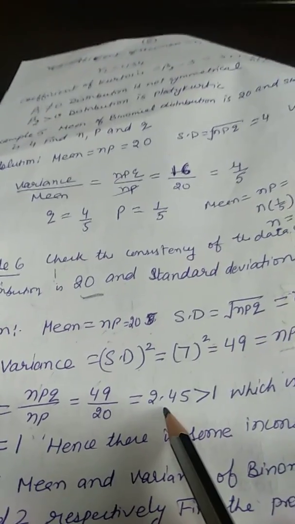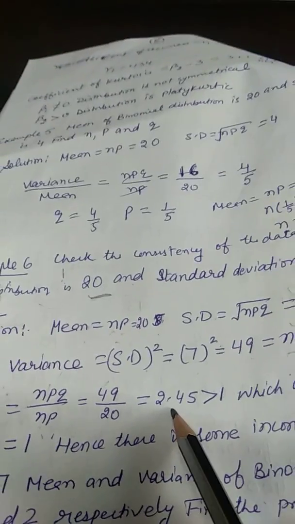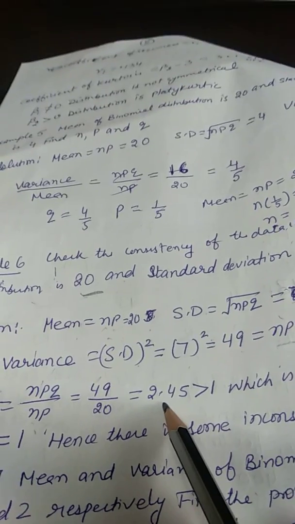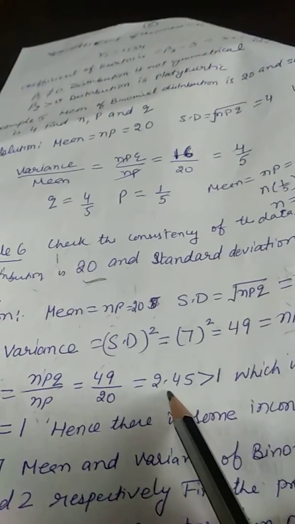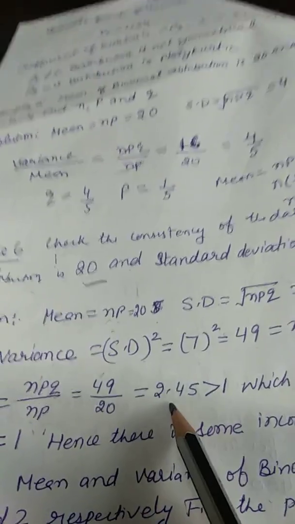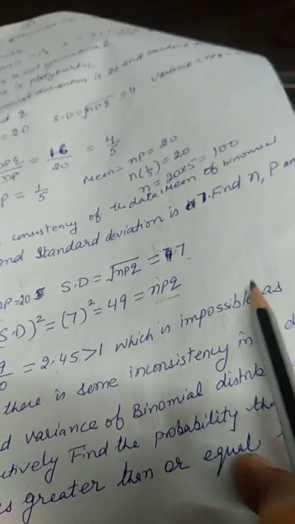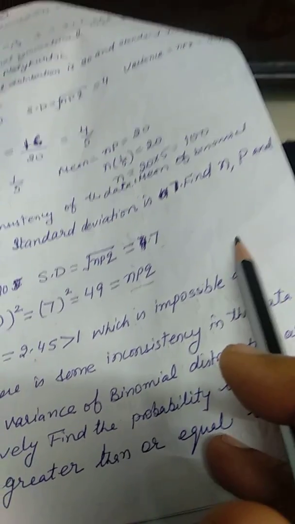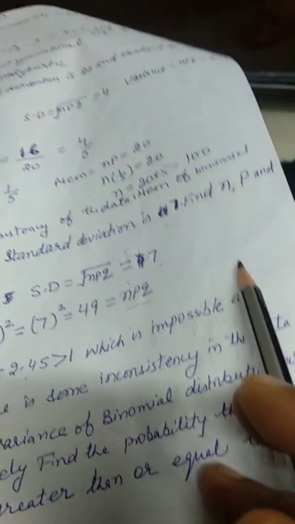q is a probability of failure, and probability of failure cannot be greater than 1. I just told you probability can never be more than 1, but your q came out as 2.45. So it means that there is some inconsistency in the data. So we can say that there is an inconsistency in the data.